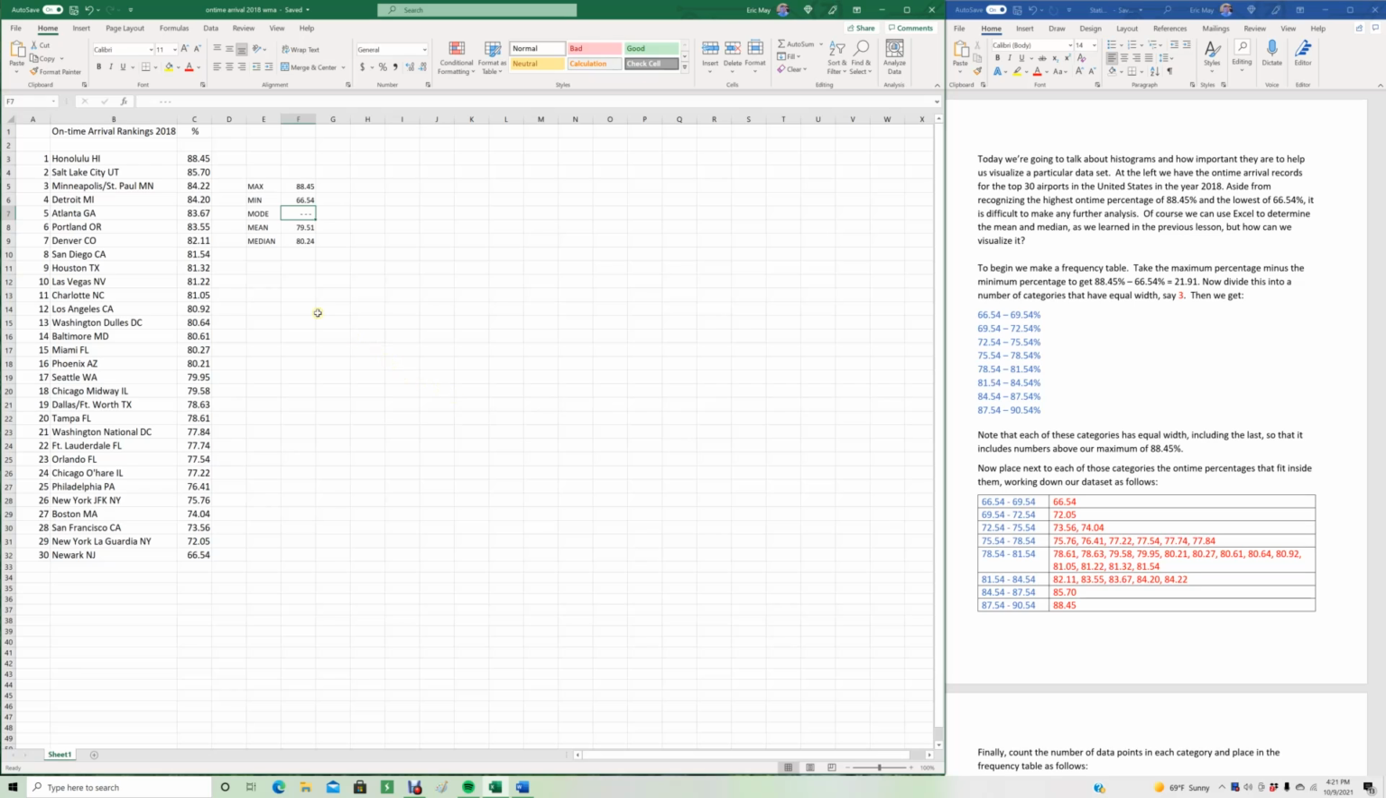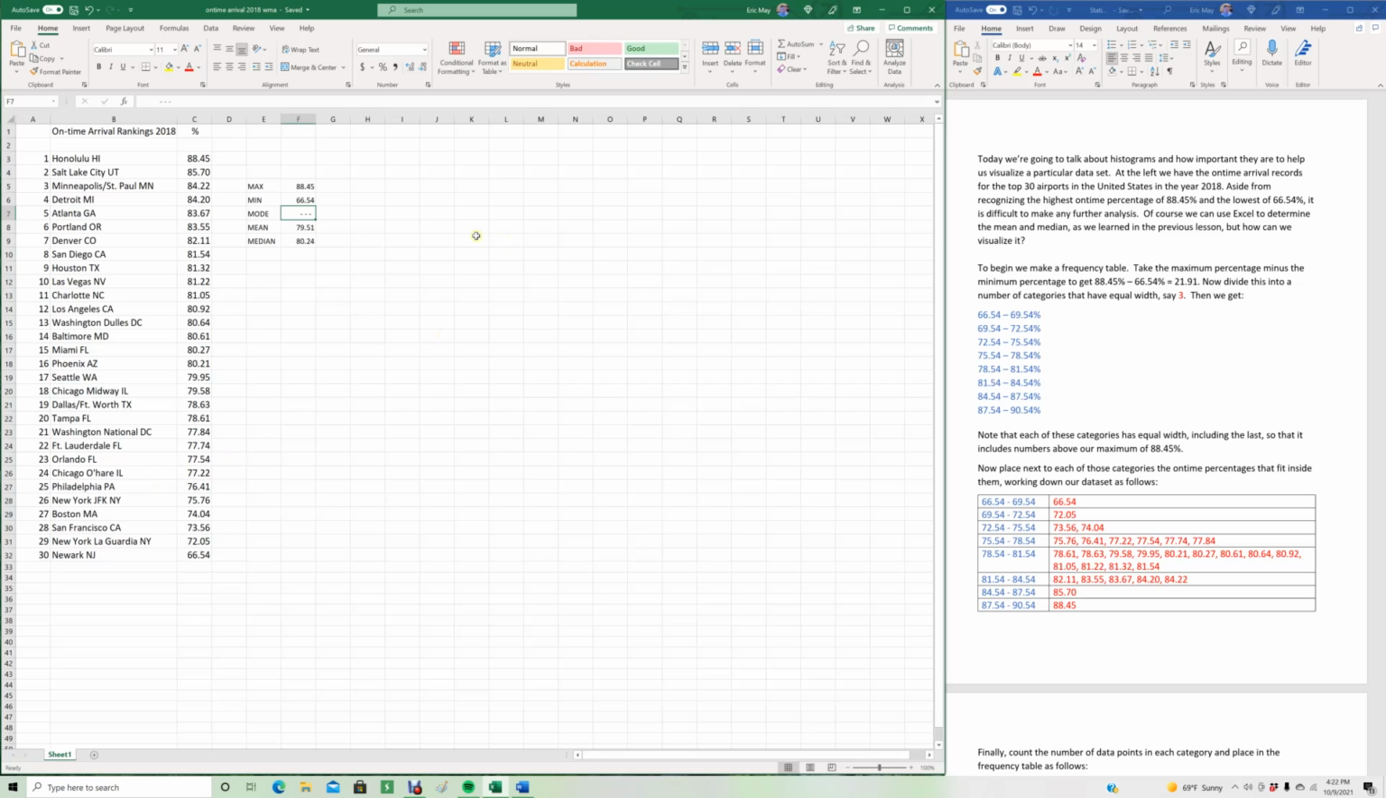We can see that the highest on-time percentage is in Honolulu, Hawaii for 88.45%, whereas the lowest is in Newark, New Jersey at 66.54%. Now it's difficult looking at this data to make any other determinations or any further analysis.